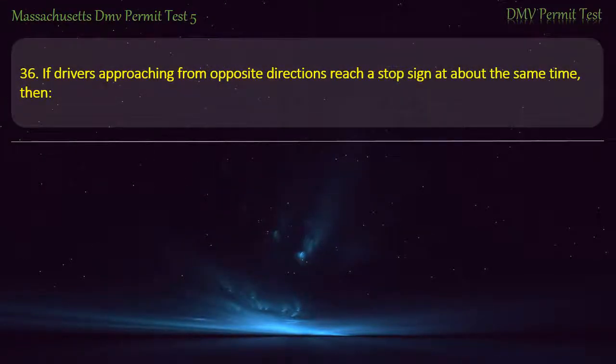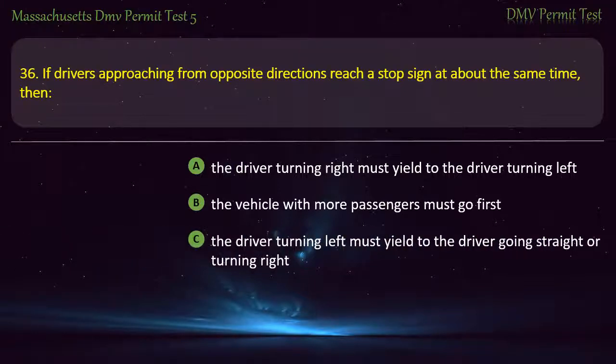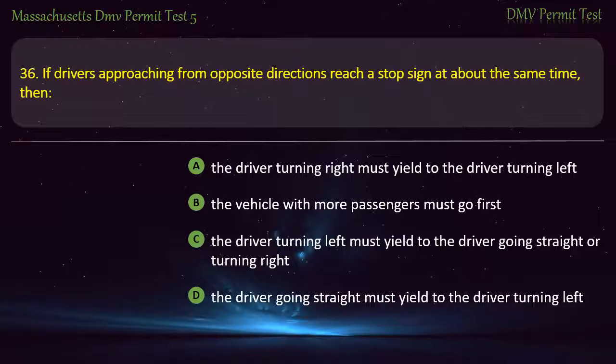Question 36. If drivers approaching from opposite directions reach a stop sign at about the same time, then: the driver turning right must yield to the driver turning left; the vehicle with more passengers must go first; the driver turning left must yield to the driver going straight or turning right; the driver going straight must yield to the driver turning left. Answer: The driver turning left must yield to the driver going straight or turning right.